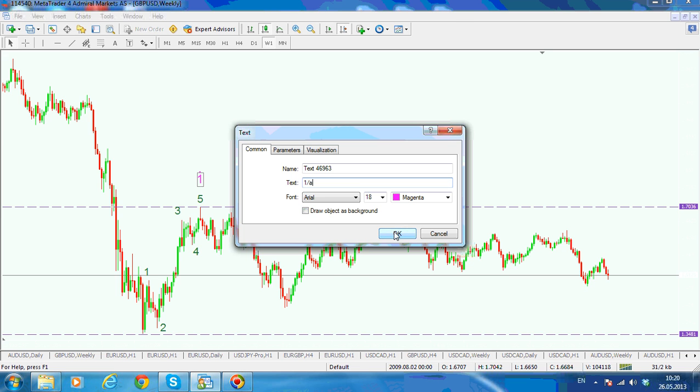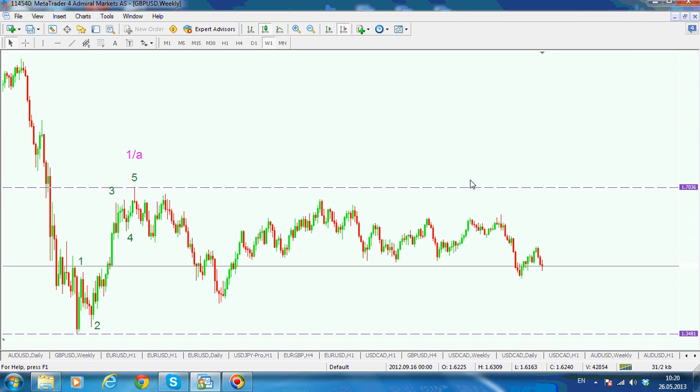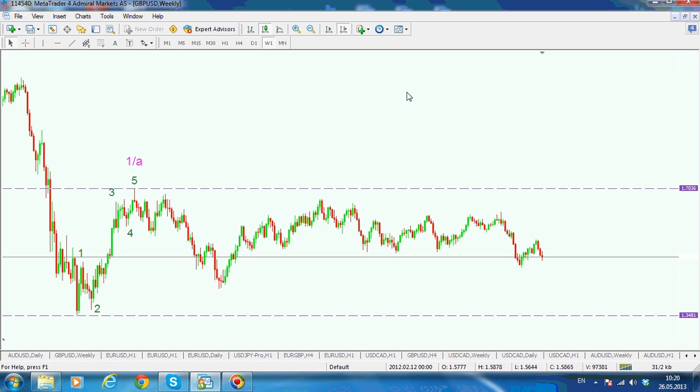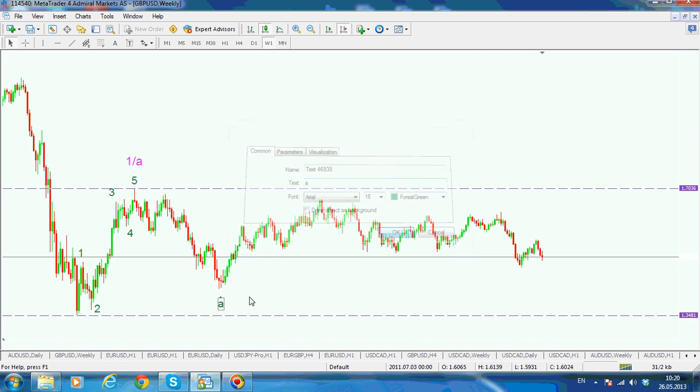We don't know exactly at this moment, because we need more clues to come on the right side before making the right decision. Anyway, this is a 1, 2, 3, 4, 5, and this 5 moving to the upside seems to be completed with wave A. And normally you would be inclined to say, okay, this is 1, 2, 3, 4, 5, a nice impulsive move to the upside.